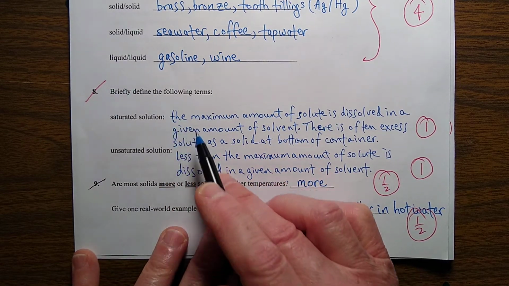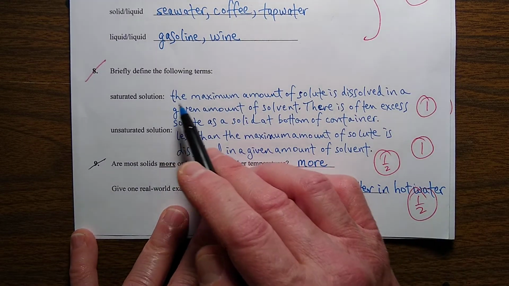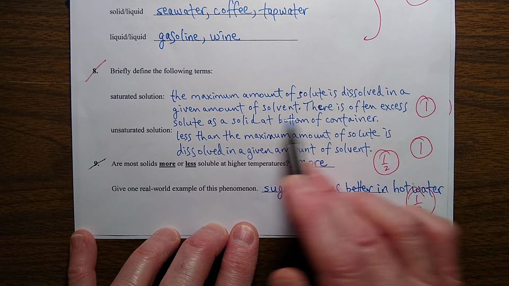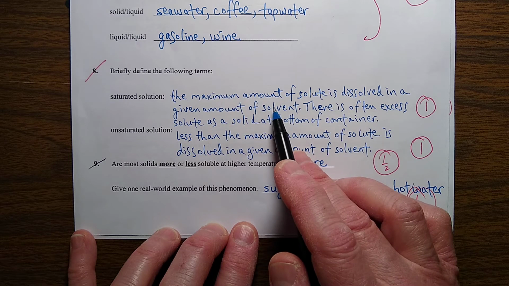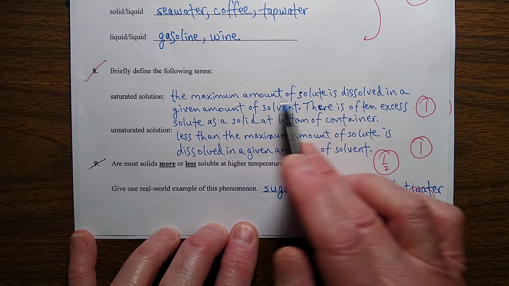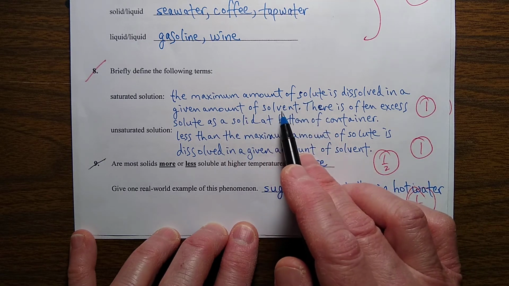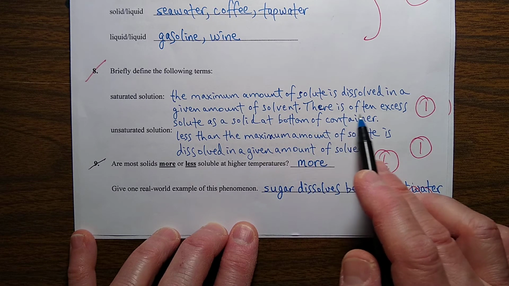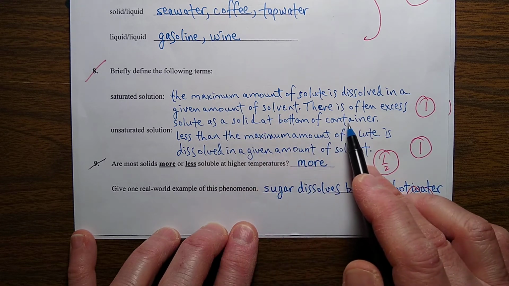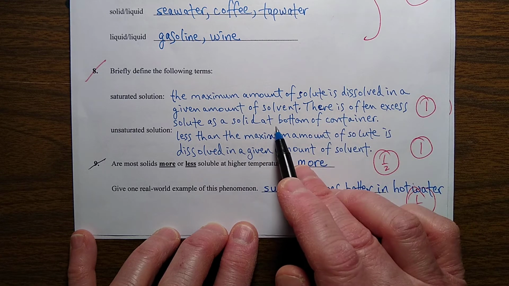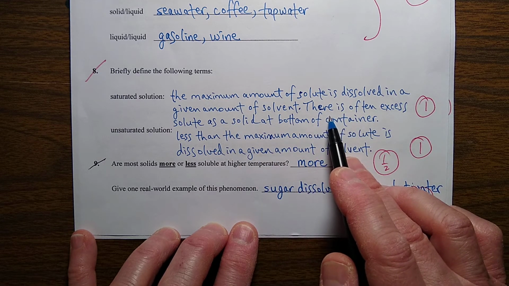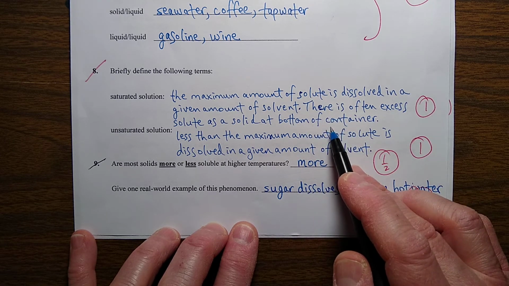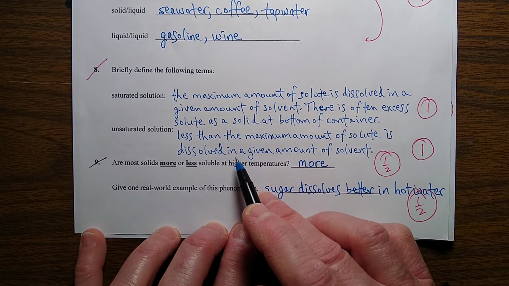So, briefly define the following terms. A saturated solution is a solution that contains the maximum amount of solute dissolved in a given amount of solvent. I wanted you to say something about maximum amount of solute dissolved in something. I wanted you to say the word solvent. There's often excess solute as a solid at the bottom of the container. I didn't necessarily need to see that, but that's really what you have when you have a saturated solution. You've dumped in so much solid that not all of it dissolves, so it's saturated.